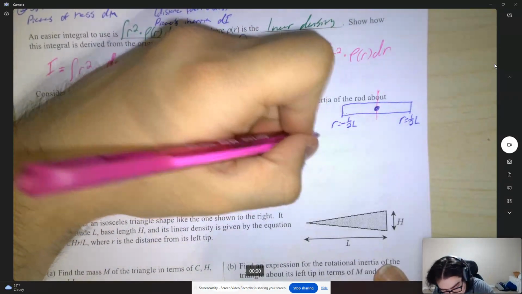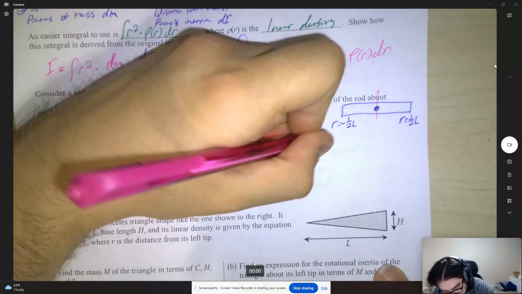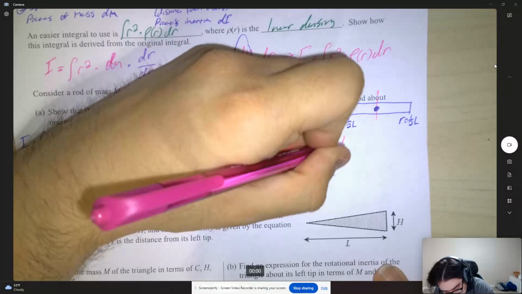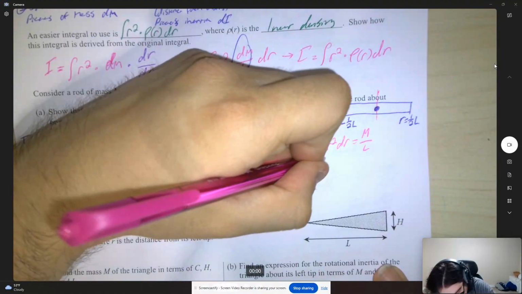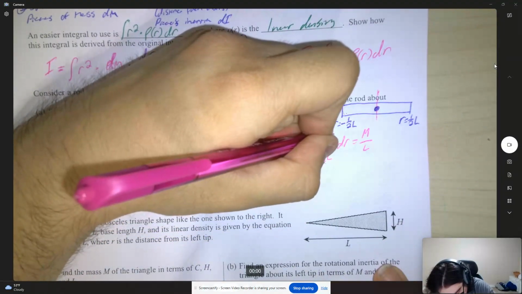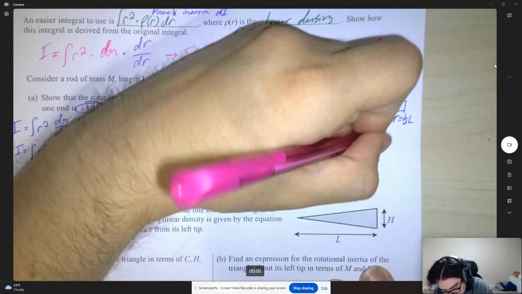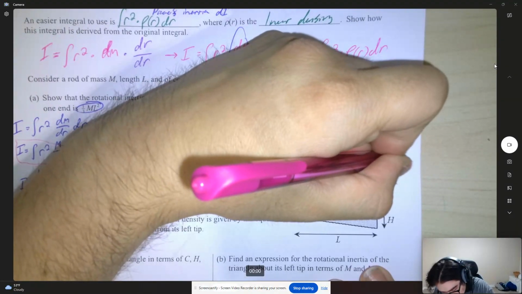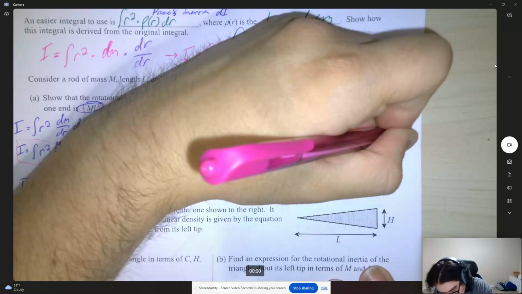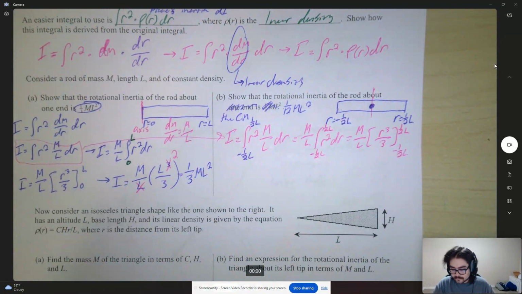And when I do that, I end up getting m over L integral r squared dr, which ends up becoming m over L. Sorry, I forgot to apply my bounds. -1/2 L to 1/2 L. Okay. Can hardly see that because I kind of scribbled it in there. Becomes r cubed over 3 from -1/2 L to 1/2 L. All right. Okay. So there's that.